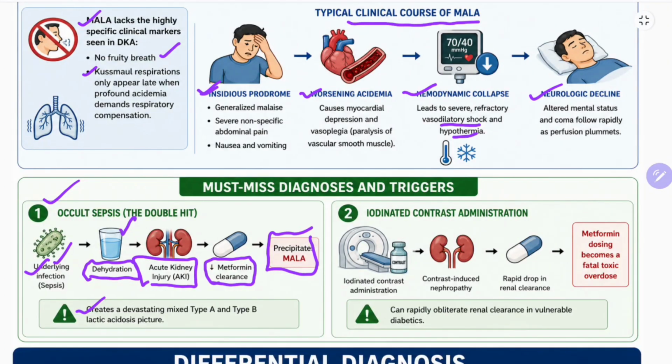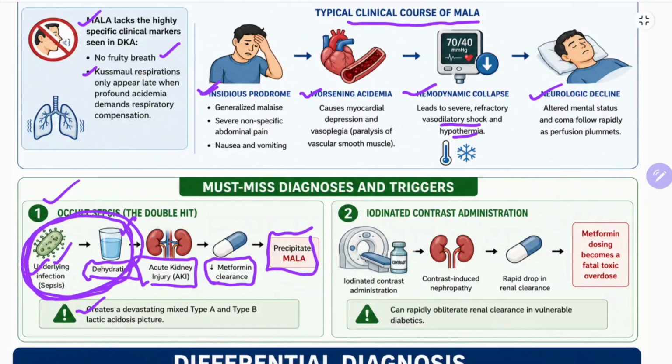These are the triggers, and the important triggers are sepsis and dehydration. In normal patients who have normal kidneys and normal liver, the most common reasons are sepsis and dehydration.